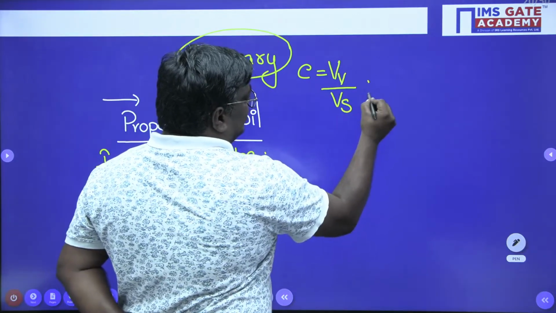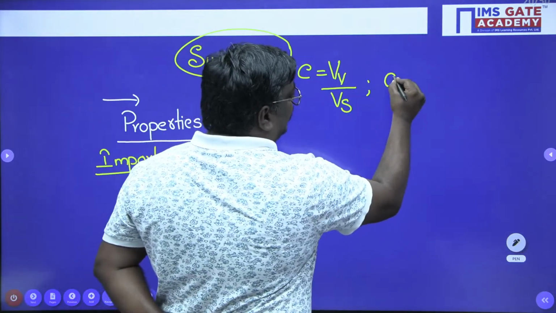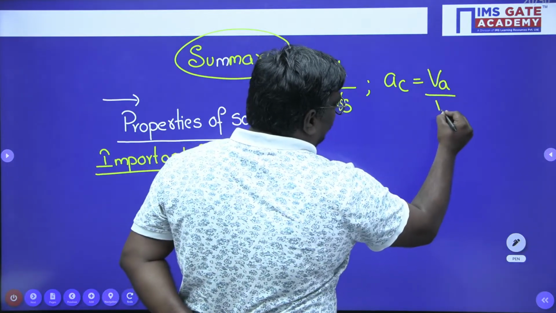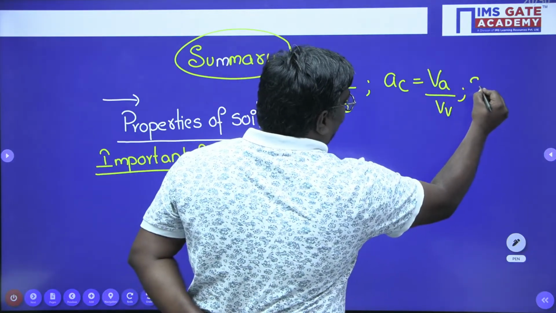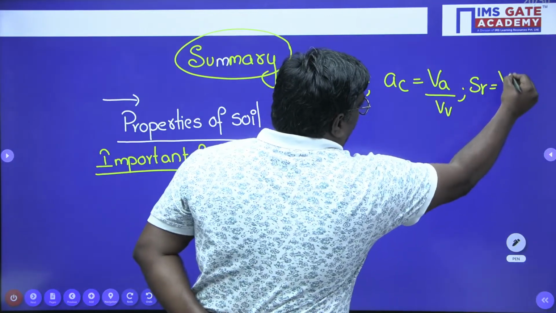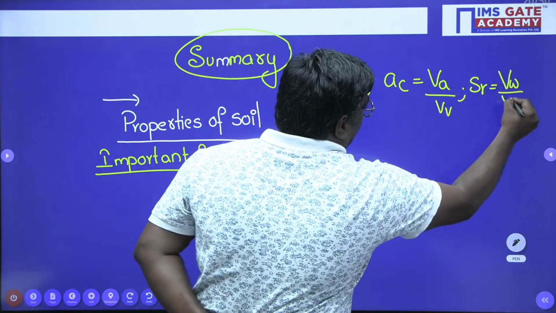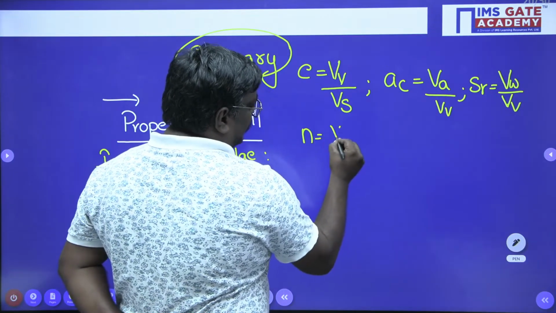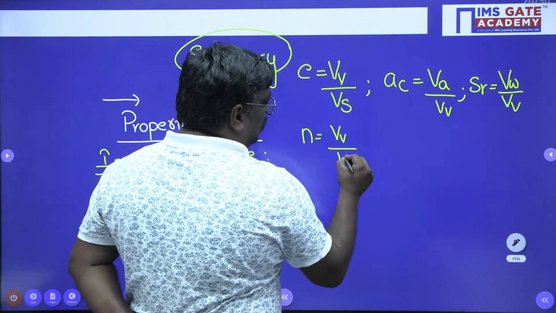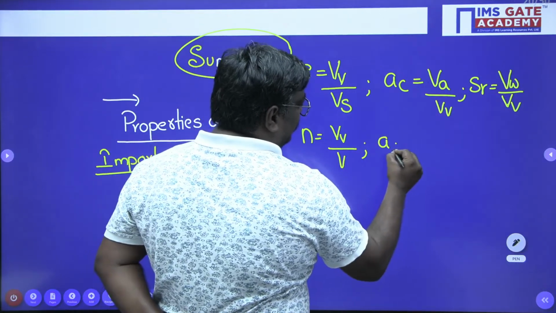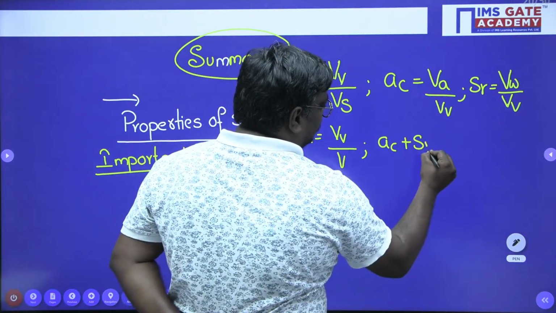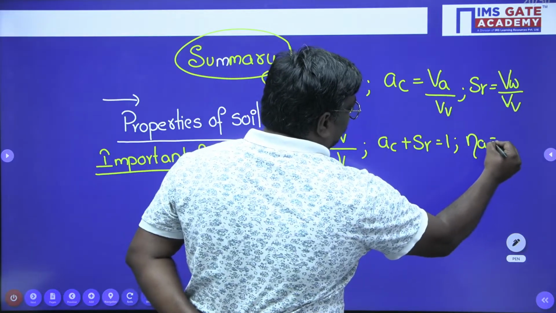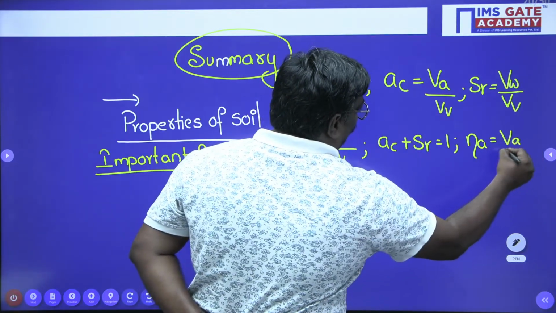And you can just take the screenshot. That is the reason I am writing very closely. Air content, volume of air upon volume of voids. Degree of saturation, volume of water upon volume of voids. Porosity, volume of voids by total volume, and you can write air content plus degree of saturation is equal to 1. Percentage of air voids, volume of air upon total volume.